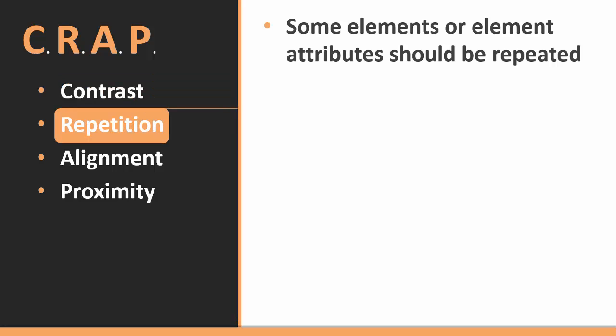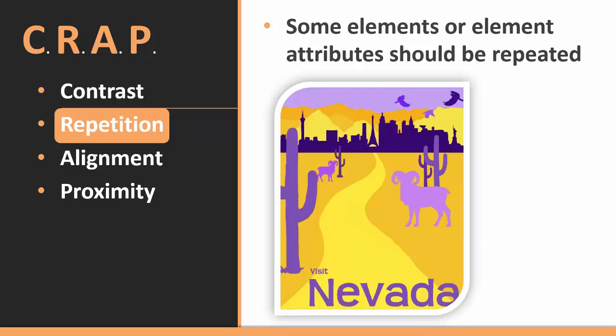Here's the principle. Some elements or element attributes should be repeated throughout the design. Let's take a look at some examples. In this flyer, what's being repeated here? It's very simple to see that you've got some colors that are being repeated. And obviously this helps establish the color theme, which is part of a strategy or one of the development strategies that you can use to establish document unity. After all, that's really the goal of repetition, is to help unify the document.